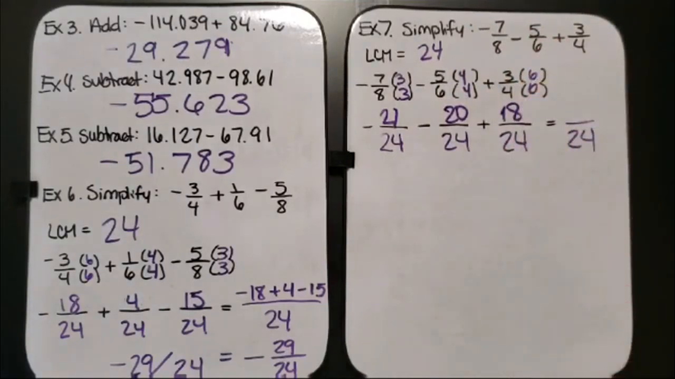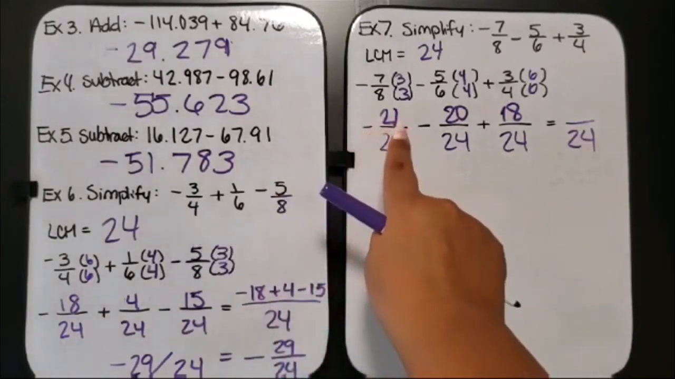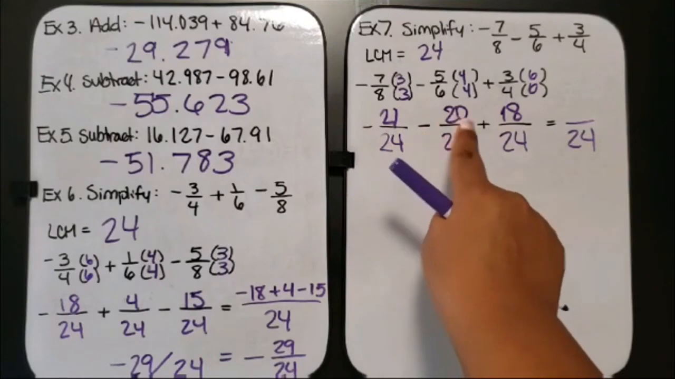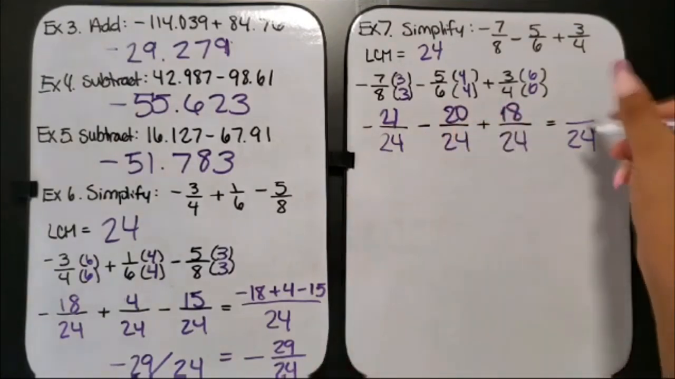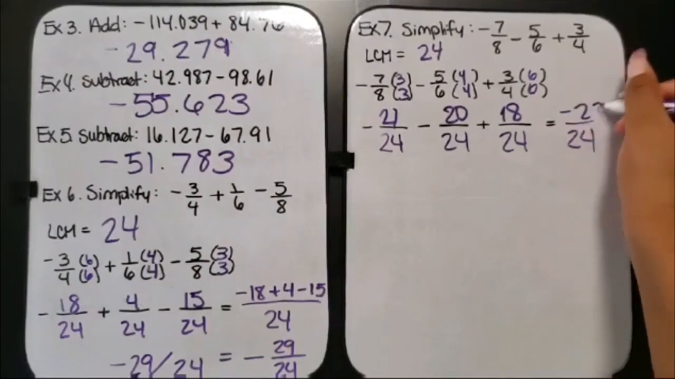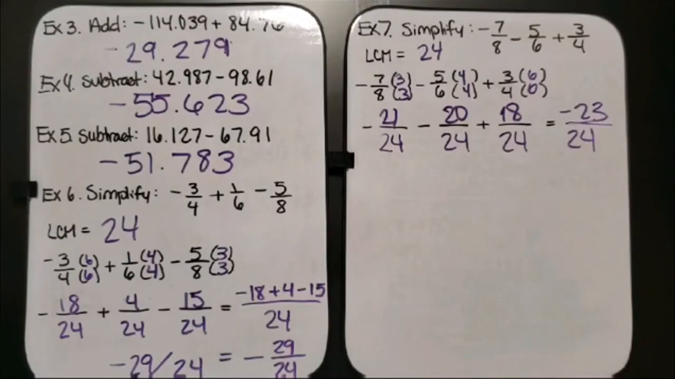Now I want you to put in your calculator -21 minus 20 plus 18. So you should have -23. All right, so the answer to example 7 is -23 over 24. We're going to move on to part 2.